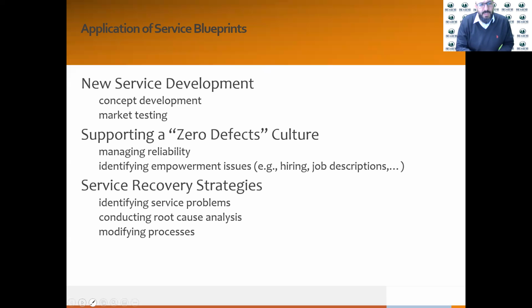Also, another thing that we use it for is service recovery strategies. We need to identify service problems. So this blueprint or map will show you some of the issues in the process. It will show you some root causes of issues. So you will go back and develop it, and then you have a chance to modify the process. So it is a good way to use these maps in blueprinting to modify a process.